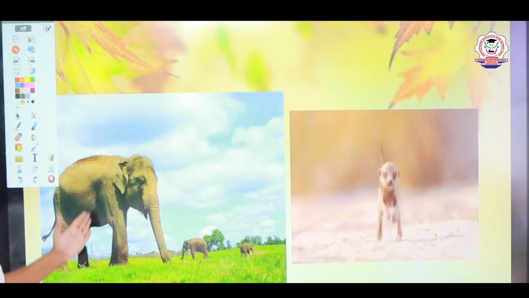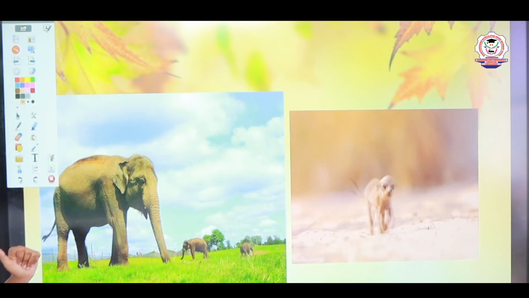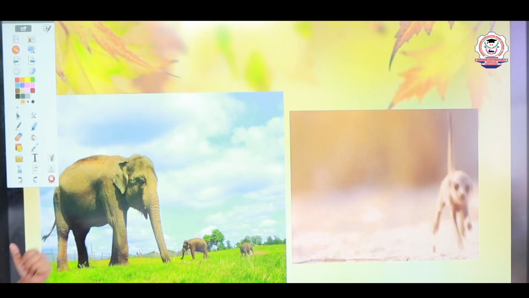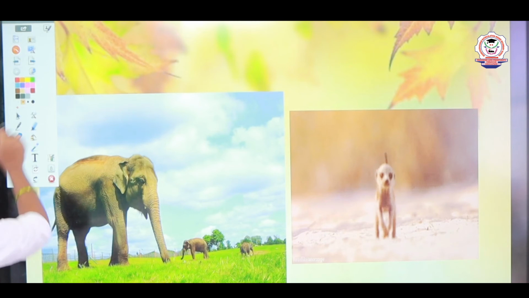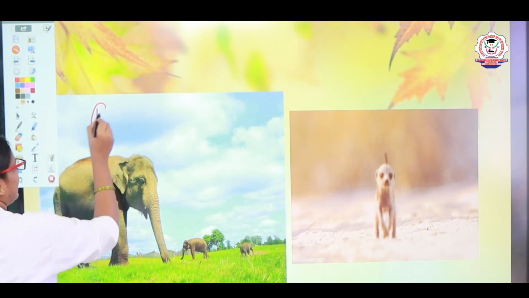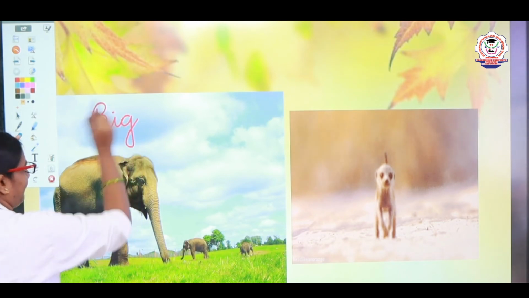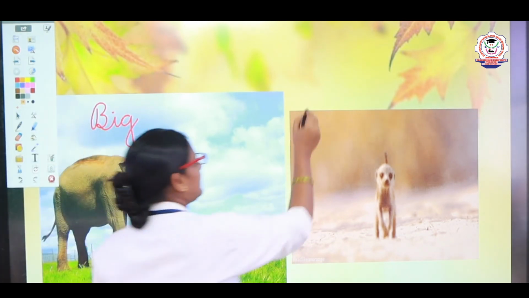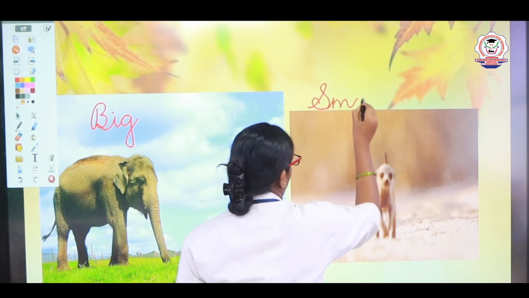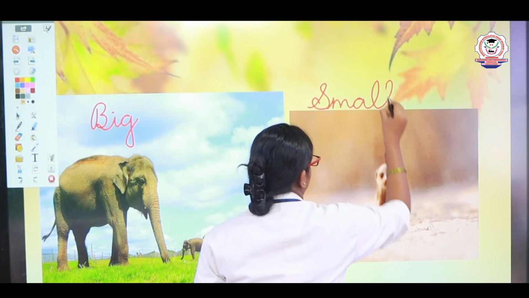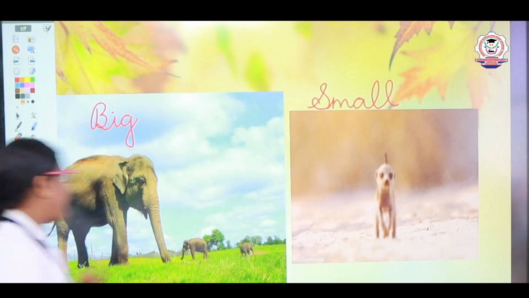Yes, now listen here. An elephant is here and one more picture is here, right? So which is the biggest one here? Yes, elephant is the biggest animal. Yes, you're right. B-I-G. Big. And which is the smallest one? Yes, it is the smallest one. S-M-A-L-L. Small. So elephant is the biggest animal and this is the smallest animal.